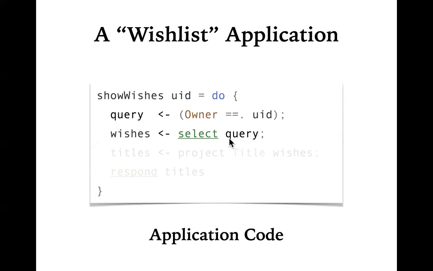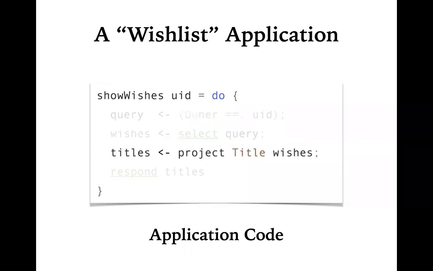And then it executes this query using a select operator. This is like the SQL select, if you wish. I'm sort of reusing that name. What this is going to do is run this particular database query to find all the wish rows whose owner was UID. Okay, that's what this select does.